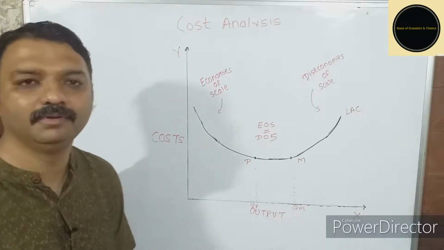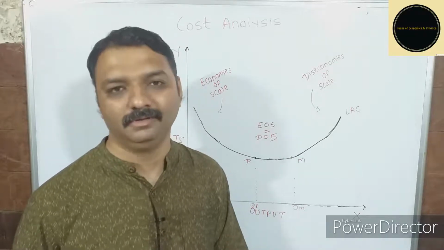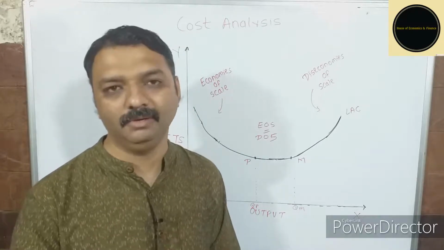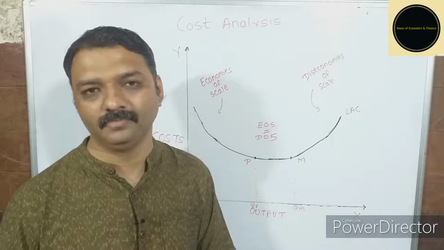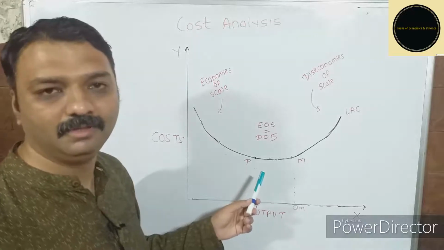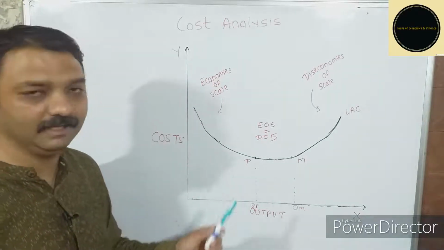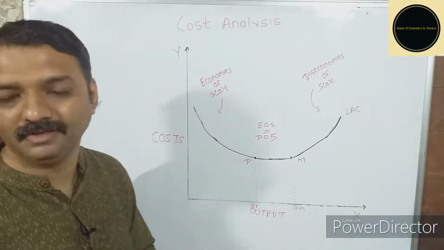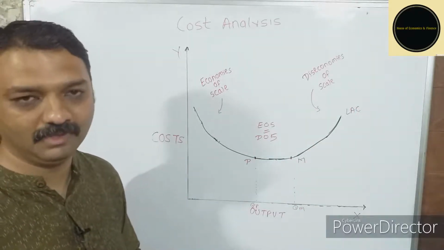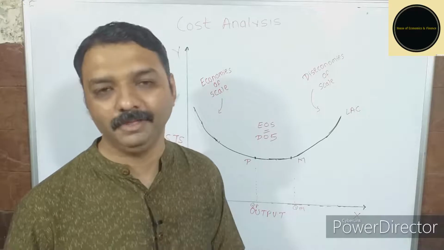So one of the reasons could be increasing or decreasing returns to scale. Further, another reason is economies of scale and diseconomies of scale. In the earlier videos, I explained that the LSE curve initially declines because of increasing returns to scale, or increases because of decreasing returns to scale. Now we will discuss this in terms of economies of scale and diseconomies of scale.